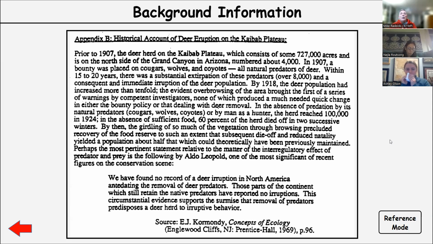maintained. Perhaps the most pertinent statement relative to the matter of the interregulatory effect of predator and prey is by Aldo Leopold. We found no record of a deer eruption in North America antedating the removal of deer predators. Those parts of the continent which still retain the native predators have reported no eruptions. This circumstantial evidence supports the surmise that removal of predators predisposes a deer herd to eruptive behavior. So you get rid of the predators and the deer herd explodes, but then you hit the carrying capacity.